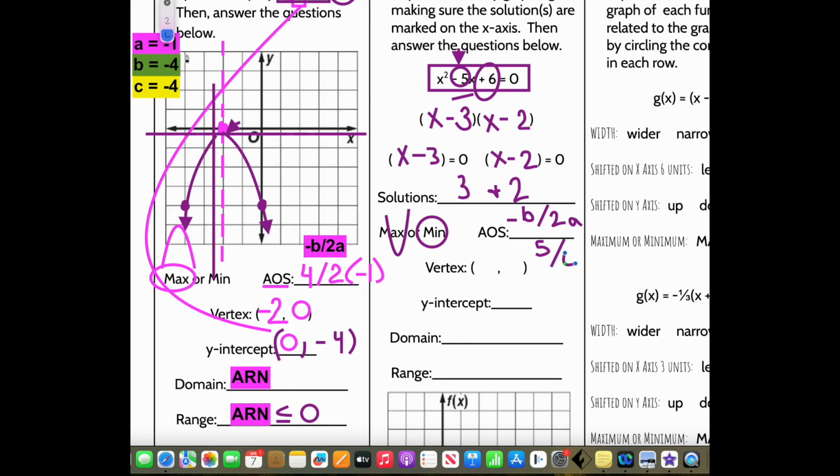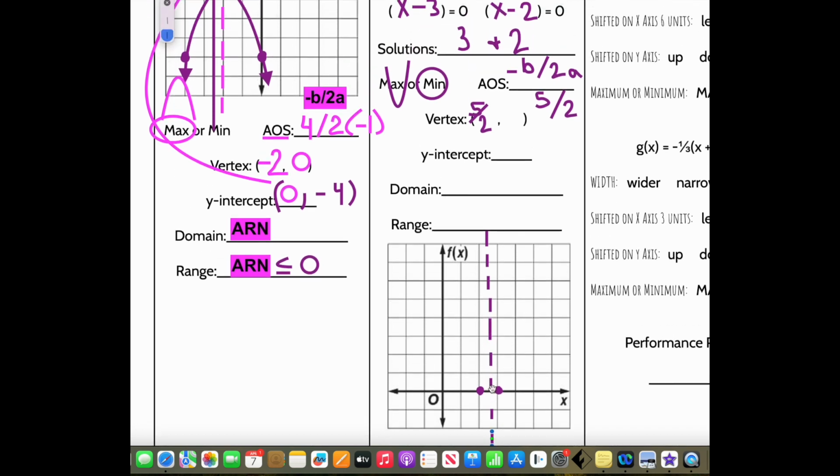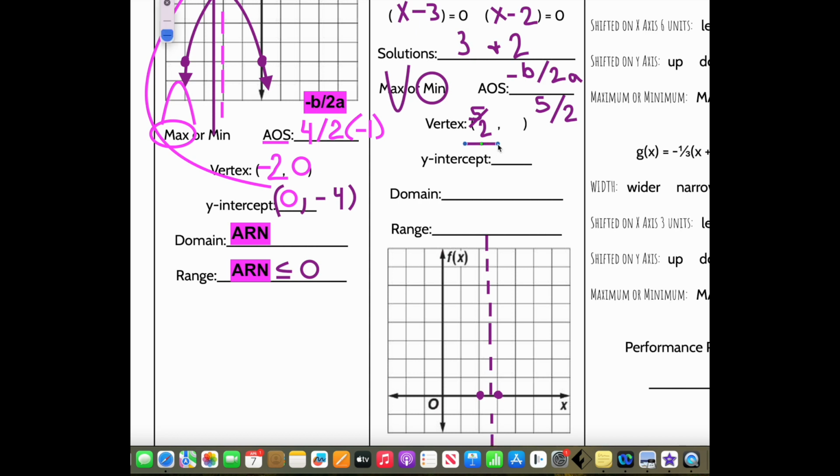So some of you got a little confused by that because it wasn't a nice, neat integer. 5/2 is 2.5. So if I go over here to 2.5, my axis of symmetry is going to be at 2.5. It's also going to be my x-coordinate for my vertex.